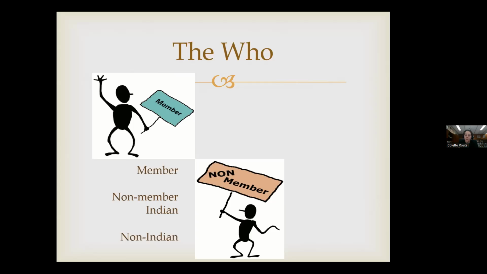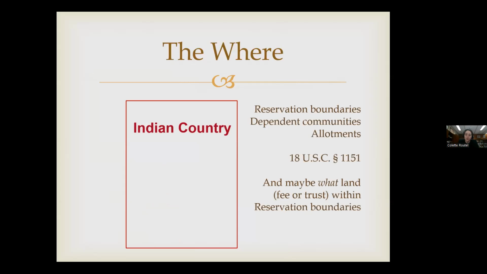And then we talk about non-Indians, and that doesn't mean that you don't identify as being Native or that you don't have Native ancestry. It just means that you're not an enrolled citizen of any federally recognized tribe. So you're neither considered a member Indian nor a non-member Indian for the purposes of our discussion. So it's a little bit complicated trying to figure out the who, but you need to for jurisdictional purposes, and we'll see why in a little bit. And then we also need to talk about where.